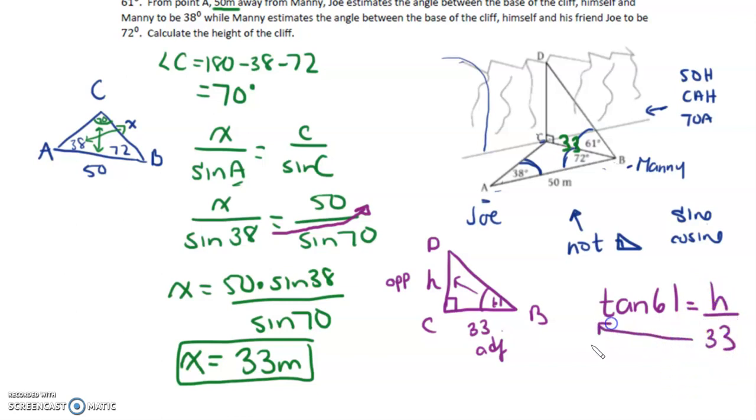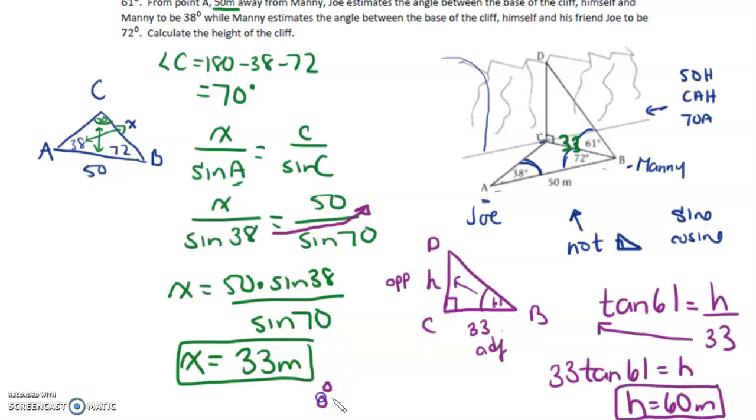Cross multiply that 33 up. I'm going to write it in the front so that we don't make a mistake and actually multiply the length by the angle. So 33 tan 61, I'm going to round, we're going to get 60. H equals 60 meters. So then we can say, therefore, the height of the cliff is 60 meters.